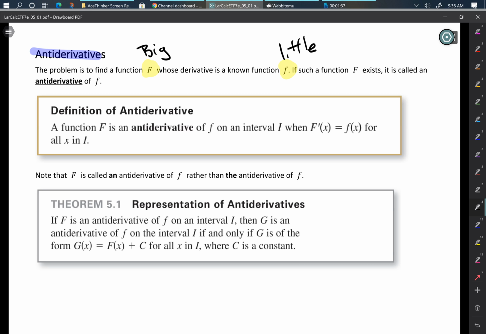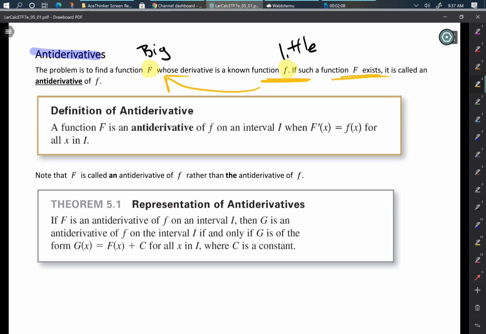So up till now, we've been handed a function and asked to find its derivative. Now, we're going to be handed the derivative and asked to go backwards and find out where this came from. Find that function, big F, whose derivative is a function that is known, little f. And that's only if it exists, because there are some situations where you are going to have a function, little f, where there is no function to go backwards to.